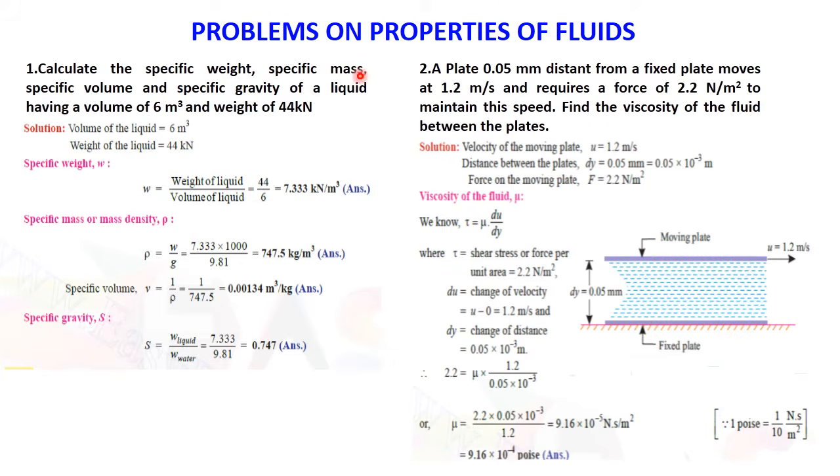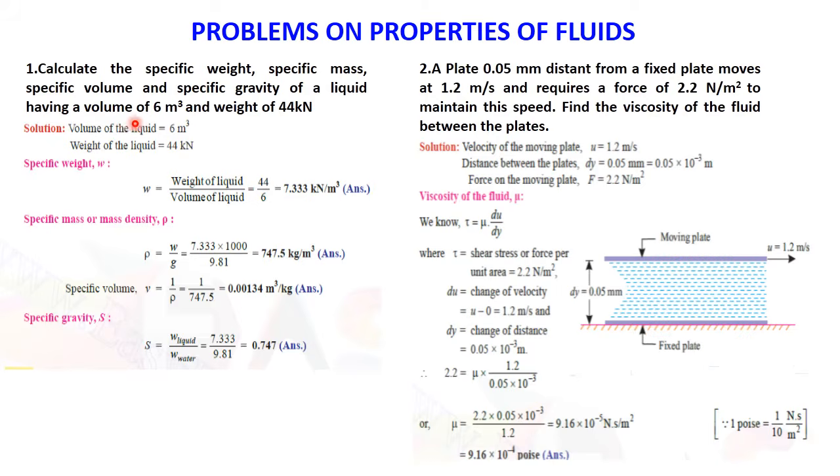So the first problem is: calculate the specific weight, specific mass, specific volume and specific gravity of a liquid having a volume of 6 meter cube and weight of 44 kilonewton. So see that only two values are given in this case. Only weight is given and only volume is given for us, and we have to find out these four properties, that is specific weight, specific mass, specific volume and the specific gravity of the liquid.